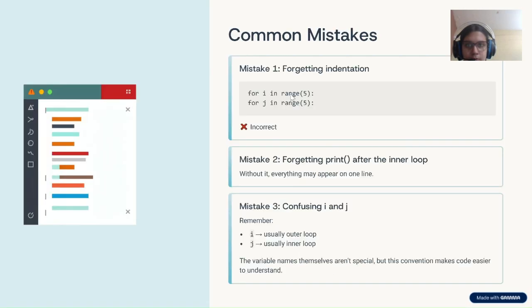Now, common mistakes. Let's look at some common mistakes. The first is, as usual, incorrect indentation. If we are printing a nested loop, this can't be the syntax for it, right? As I told you, Python works on indentation. We need there to be a space here for it to be considered a nested loop. If we write it like this, then these are just two different for loops, not a nested loop. And for the print after the inner loop, without it everything may appear on one line, right? We saw that earlier as well.